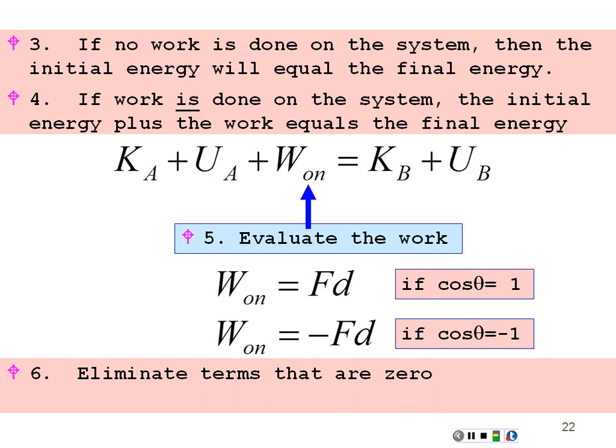Once you set this up, evaluate the work, evaluate your energies, set up your equation, eliminate the terms that are zero. And there are going to be a lot of terms that might be zero. So that's why you want to start with the one equation to rule them all. Immediately start eliminating the terms that might be zero. And then solve for the unknown.